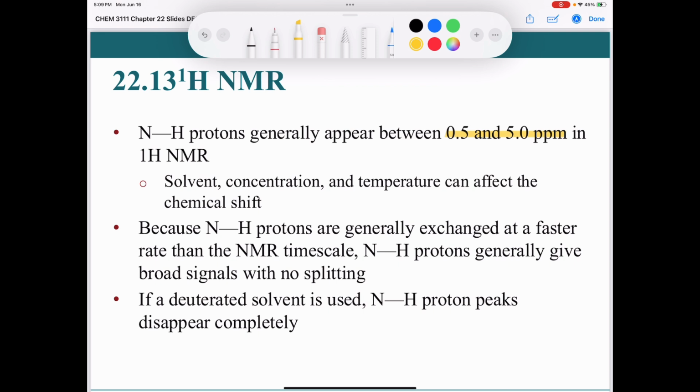And splitting is also not going to be observed for those protons, just like we saw with an alcohol, because they're labile and they're exchanged at a rate that's faster than the time scale of the NMR spectrometer. And also the broad signal for these protons can generally be removed from the spectrum by dissolving the amine in D2O, which results in a proton exchange. So it replaces the protons for deuterons, which don't show up in the NMR spectrum.